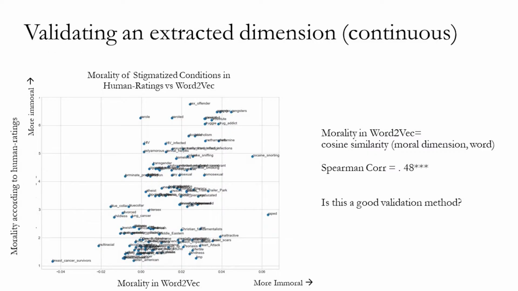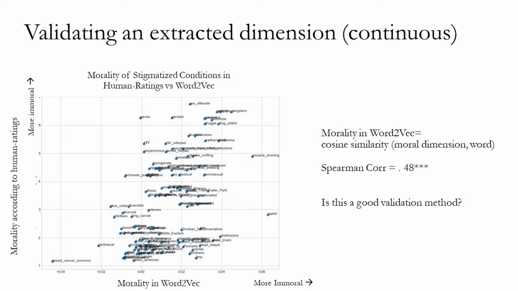So then we can also think of this as something continuous. And often this is the more standard way to evaluate how well we extract a dimension like gender. If you read papers using this method, this is often what they're talking about: looking at it in a continuous format. What you're looking at here on the y-axis is the morality, according to human raters, of a bunch of different stigmatized conditions like bipolar, obesity, all kinds of things.